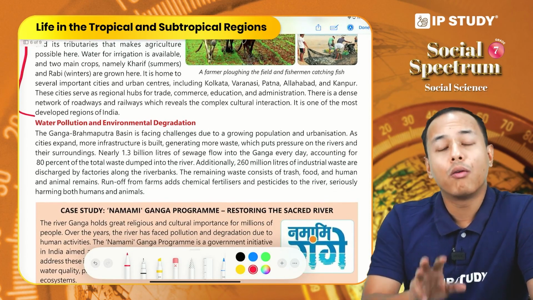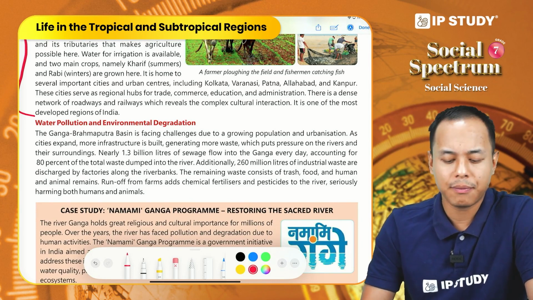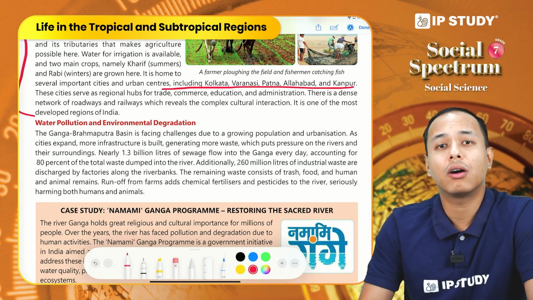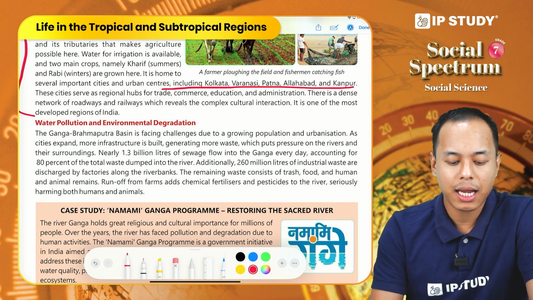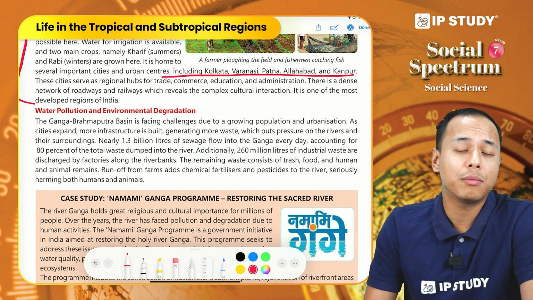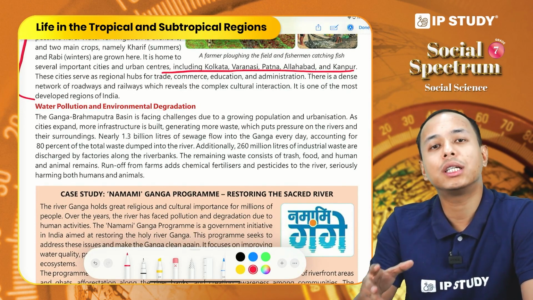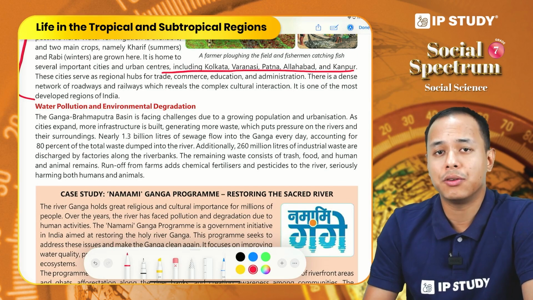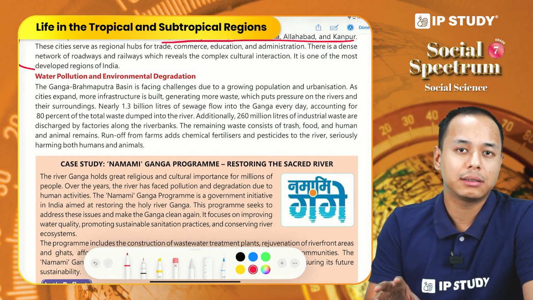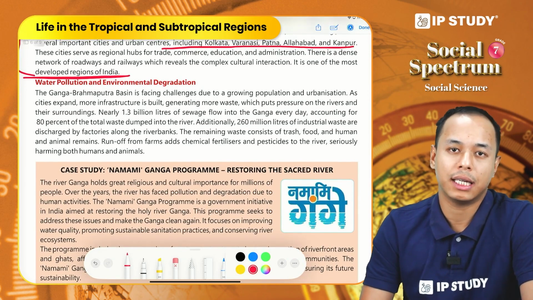Okay, we also find different important centers or cities in this basin, including Kolkata, Varanasi, Patna, Allahabad or presently Prayagraj and Kanpur. So these cities serve as a center of trade, commerce and economic activities. Okay, it is also a center of administration and education. And the Ganga-Brahmaputra plain is one of the most developed regions of India.